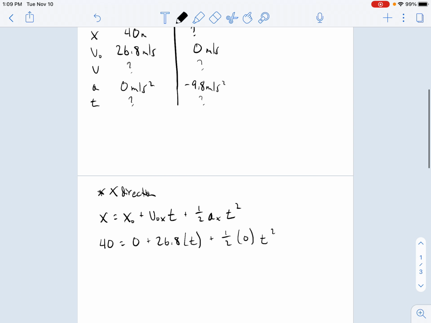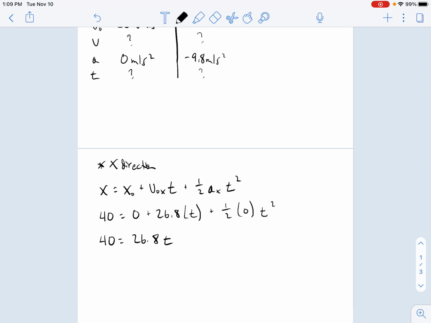So when we work through the math to simplify this, we get 40 is equal to 26.8 times t. Again, that 1/2 times 0 times t squared is just going to be 0. So let's figure out the amount of time we're in the air for. We do 26.8 divided from our 40, so 40 divided by 26.8. This is going to give us a time that is equal to 1.4925 seconds.